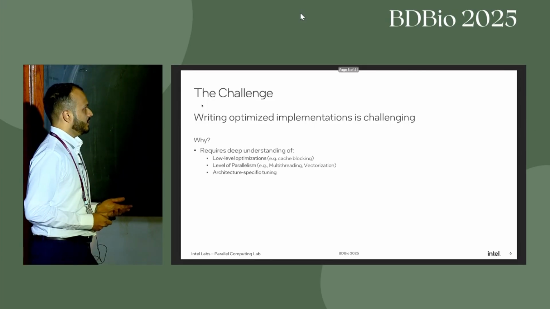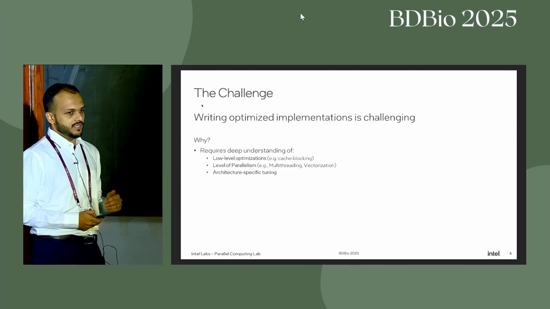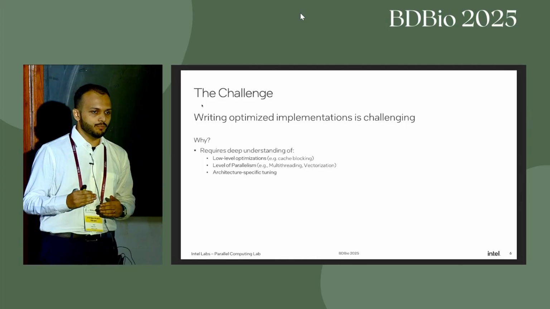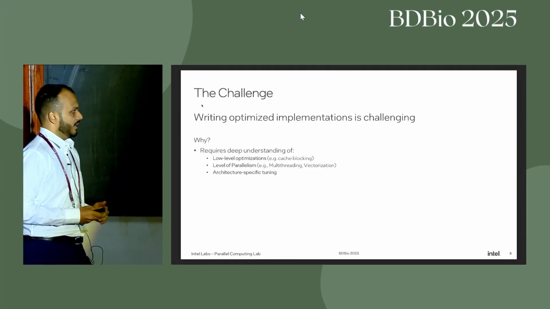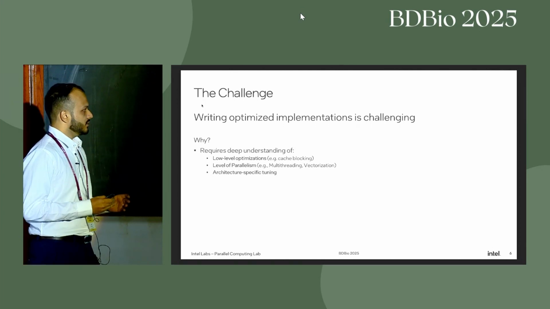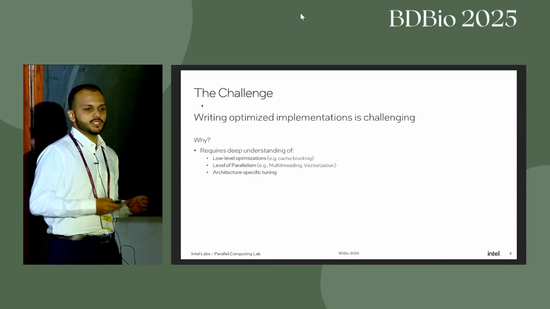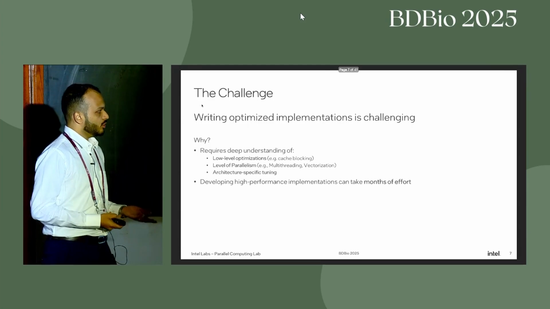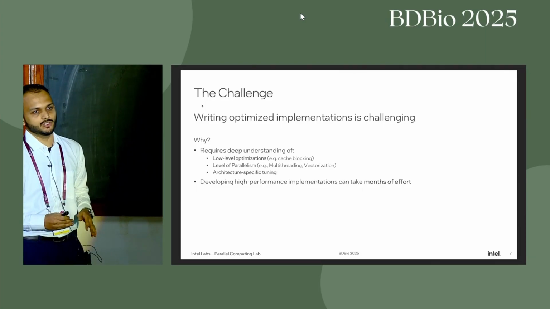Why is it challenging? It requires deep understanding of, one, low-level optimization techniques like cache blocking. Two, there are multiple levels of parallelism, like multi-threading and vectorization, that you have to use. And after you have implemented all that, sometimes you have to fine-tune your program depending on the system that you're running on. That is called architecture-specific tuning. Because of all these reasons, developing high-performance implementation can easily take months of effort.